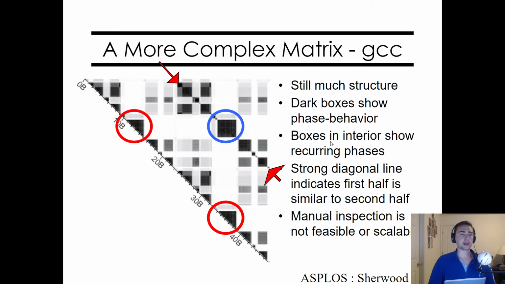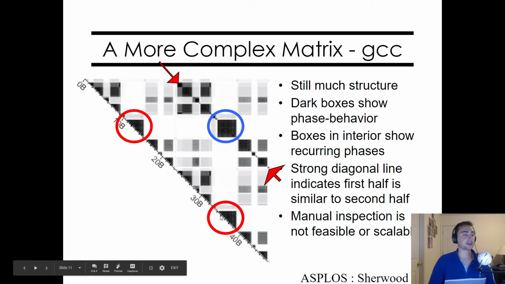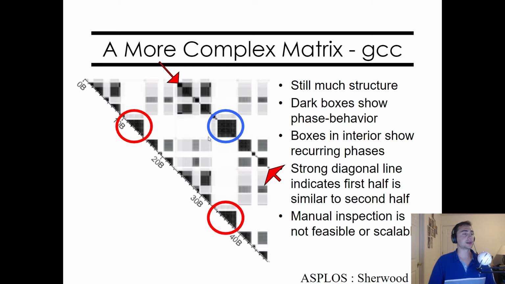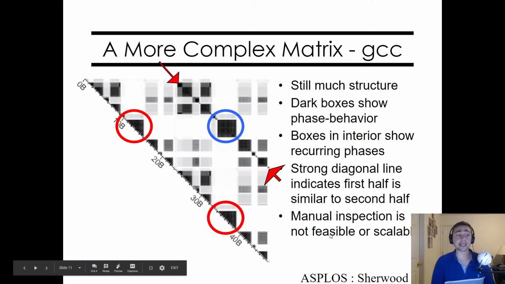So boxes in the interior show recurring phases, right? You see you've got this block here, and then later on you've got the same block that gets executed here. And then you've got this middle pattern over here, so it repeats again. That's what these three represent. But then you've got this diagonal line right here. This dark diagonal line indicates the first half is similar to the second half, right?